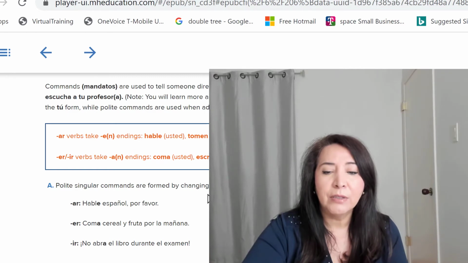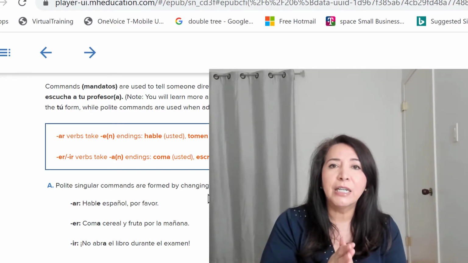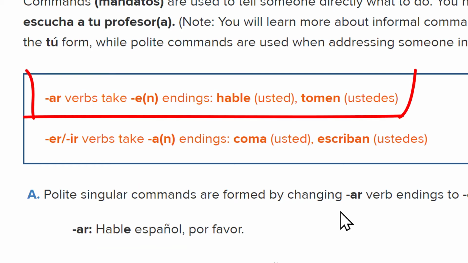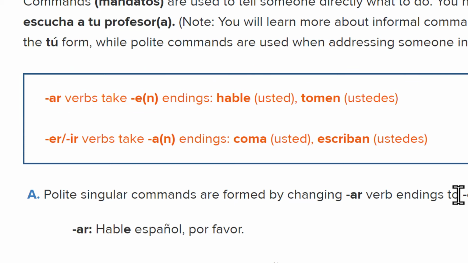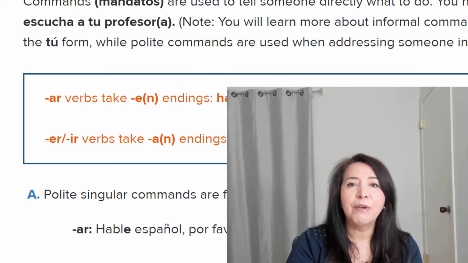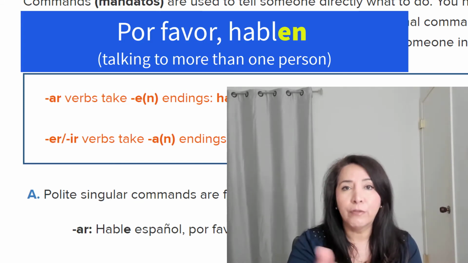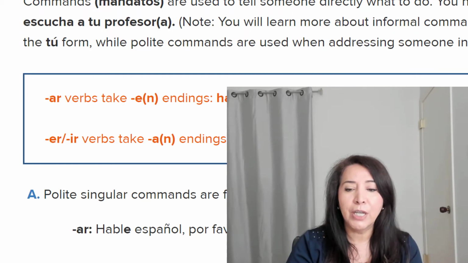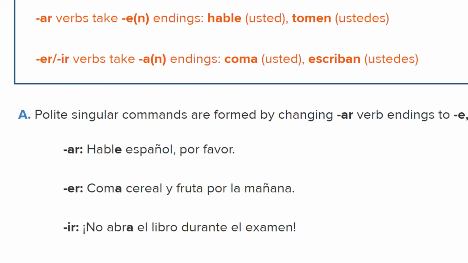So the way you do it is you're always gonna be giving a command to either one person or more than one person. First, let's learn how to give a command to one person. If the verb ends in AR, you're going to add E. For example, hablar, hable. So if I wanted to say to you, please speak, I would say, por favor, hable. That's when I'm talking to one of you. If I'm talking to all of you, then I would just add that N in there. Please speak, all of you. Hablen, por favor.